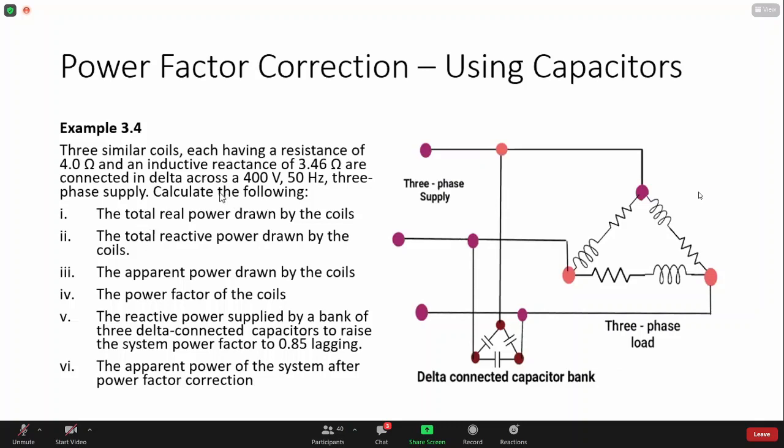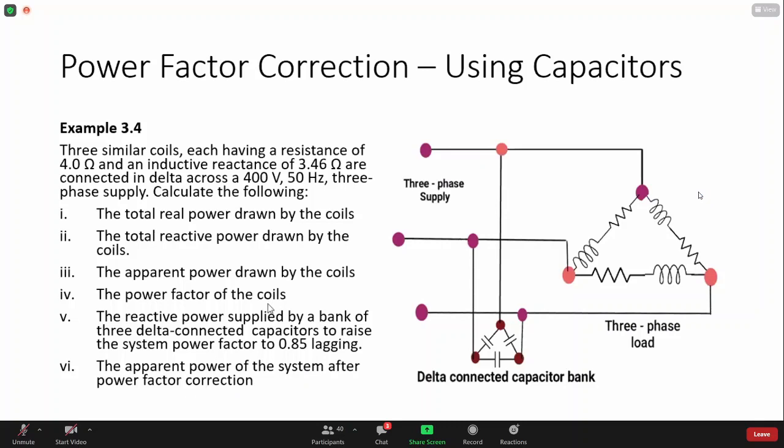All right, so the question asks us to find the total real power drawn by the coils, the total reactive power drawn by them, and the apparent power drawn by them, the power factor of the coils, and then the reactive power supplied by a bank of 3 delta connected capacitors, which are designed to raise the system power factor to 0.85 lagging. And then we must find the apparent power of the system after power factor correction.